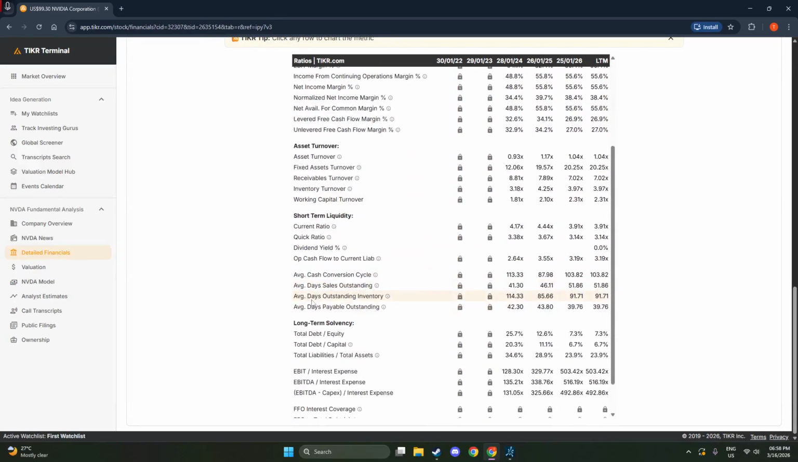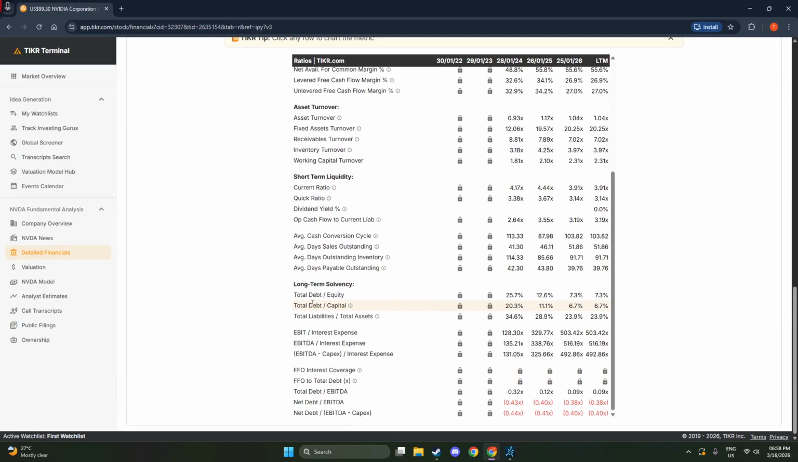Net debt to EBITDA links the debt load to operating earnings power after considering cash. Lower values generally indicate a more manageable debt burden. Interest coverage ratio shows how comfortably earnings cover interest expense. Values above 1 indicate coverage, and higher is typically better.